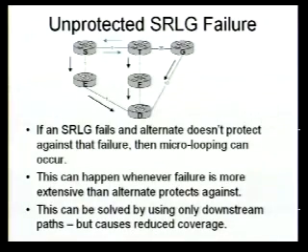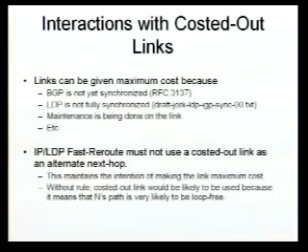The same issue occurs with unprotected shared risk link group failures. In this particular example, S to E and T to F are two links which are in the same shared risk link group. Maybe they're running through the same conduit. They fail simultaneously, and even though S has a loop-free link and node protecting alternate, and T has the same, they point back at each other. This problem can occur whenever the failure that happens is more extensive than the alternate was pre-computed to protect against. And you can solve this by using the downstream paths, but then you have to worry a bit about coverage.